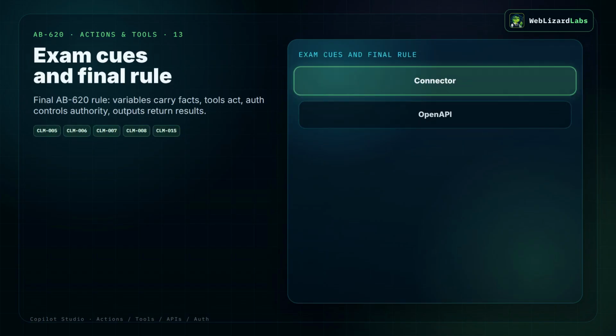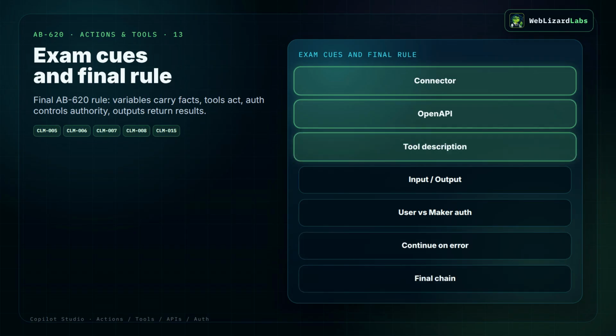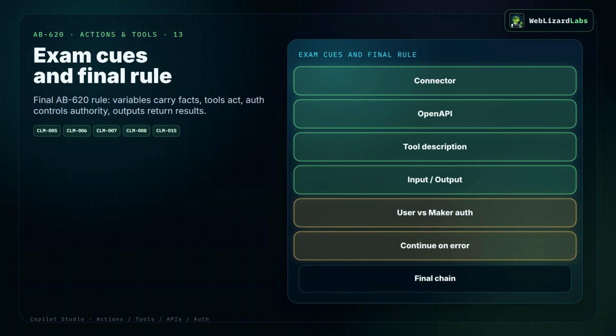For AB-620, listen for keywords: connector, custom connector, OpenAPI, REST API, tool description, generative orchestration, topic node, input parameter, output parameter, user-provided credentials, maker-provided credentials, authenticated channel, environment variable, continue on error.